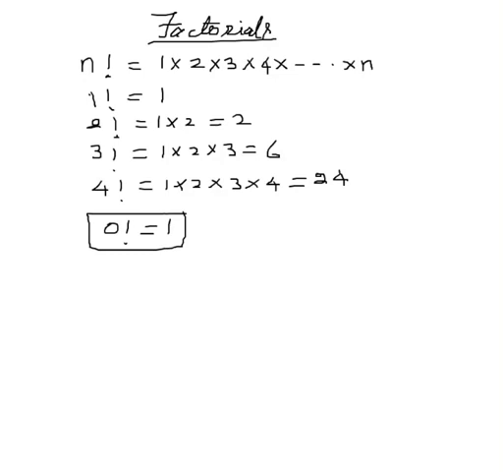So you have to memorize this. 0 factorial is 1. It is not 0. 1 factorial is also 1. Now let us see how 0 factorial is 1.